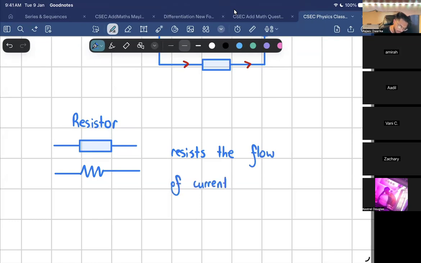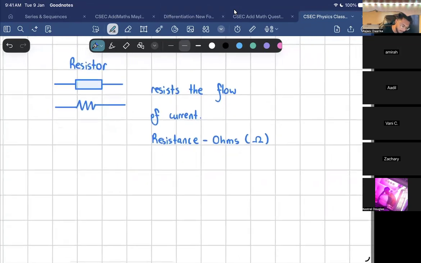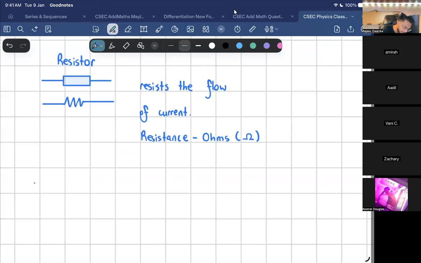And we measure resistance in what? Does anybody know? Ohms, I think. Yeah. Resistance is measured in ohms, and the symbol for ohms is over here. Alright, cool. Another symbol that you have to be familiar with is a switch.